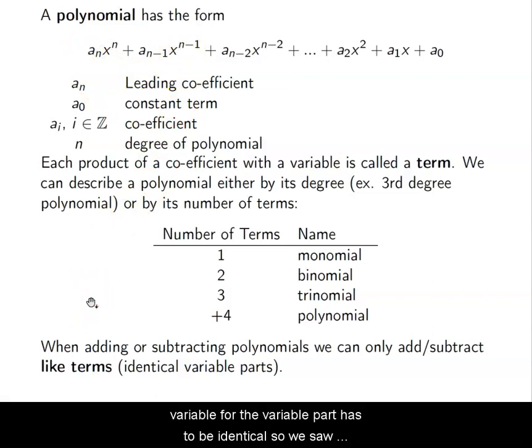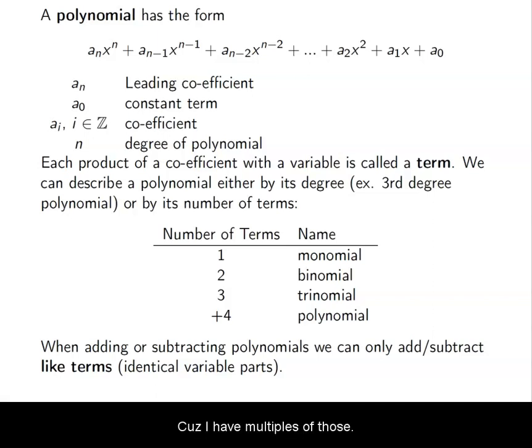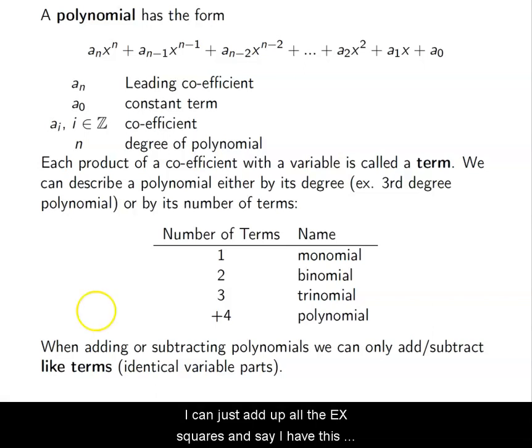So we saw this in the last section when we were talking about simplifying radicals. I could only add 2 radicals together if their radical parts are identical, because I have multiples of those things. Same thing here. If I have a bunch of x squares, I can just add up all the x squares and say I have this many x squares. So the variable part has to be identical.